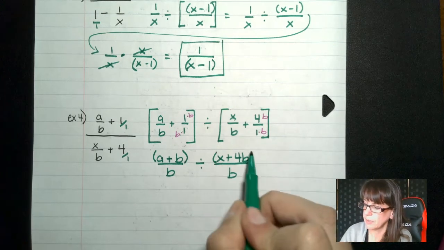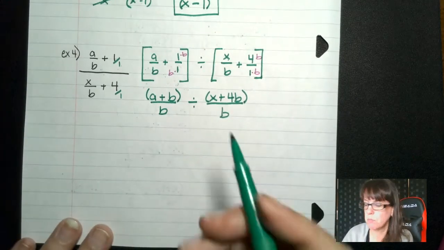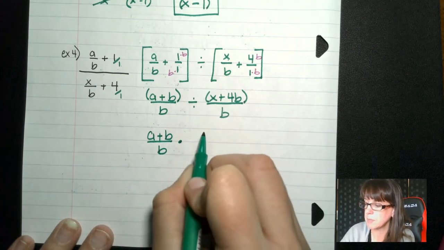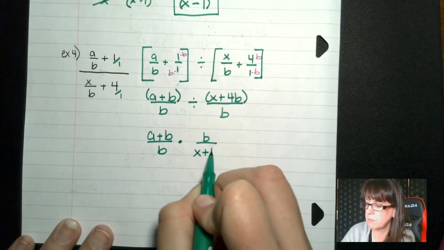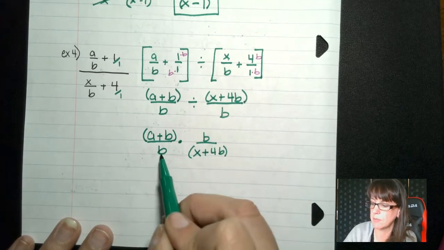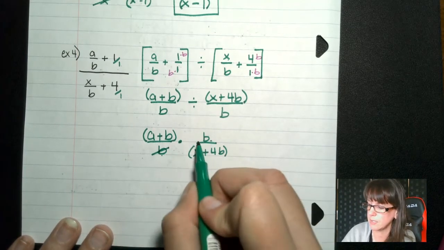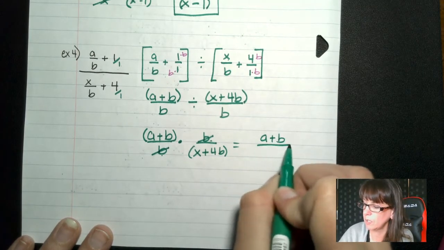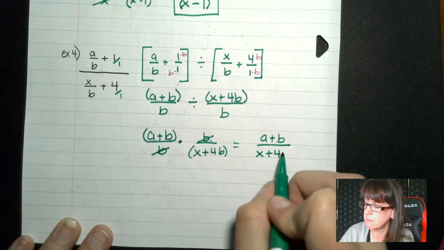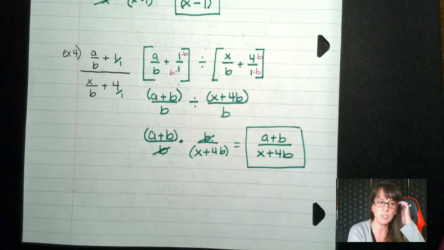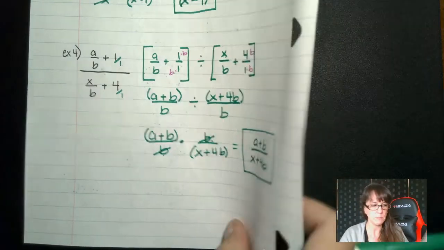So let's protect that. We never divide fractions, we multiply by the reciprocal. So a plus b over b times b over x plus 4b. Let's protect our addition subtraction, and then we see we have 2 loose b's here. We can cross cancel those, and we're left with a plus b over x plus 4b, and that would be our final simplification there. All right, let's look at example number 5.